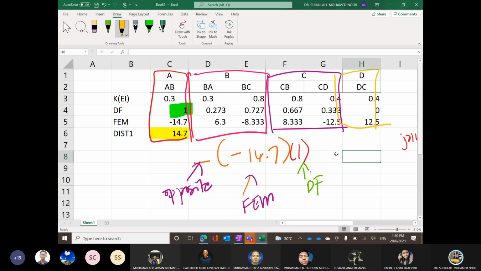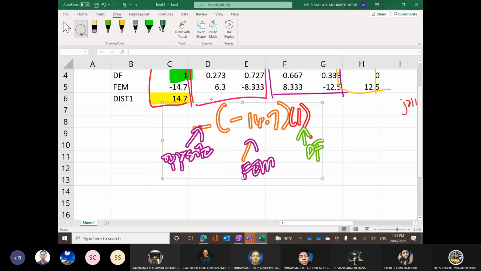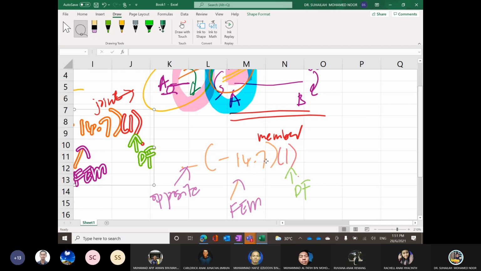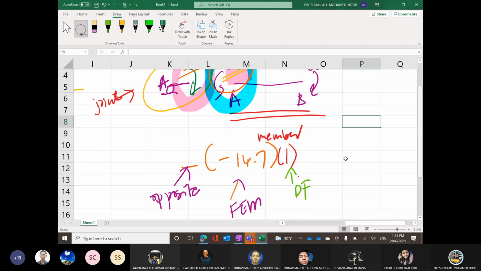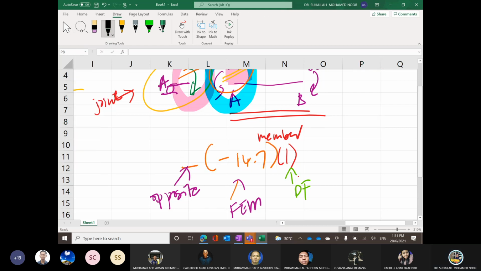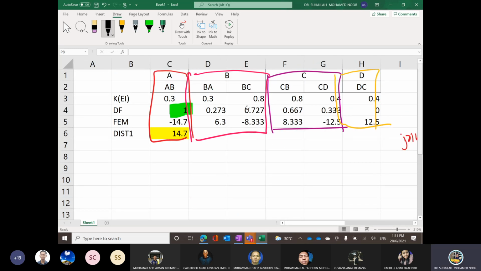Yang ni saya tak padam. Saya just move the position so that you can refer after this. This is A, joint A.